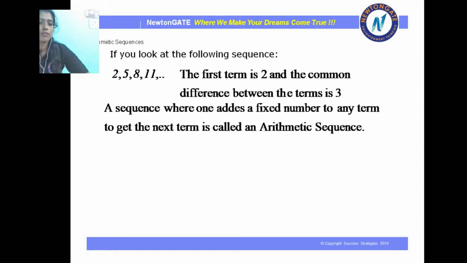Now with that we have the definition of arithmetic sequence. That is, if we add a fixed number to any term to get the next term, it is called an arithmetic sequence. So we have come forward from sequence to arithmetic sequence. Not all the sequences are arithmetic sequences. Students, be very careful. Every sequence is not an arithmetic sequence.